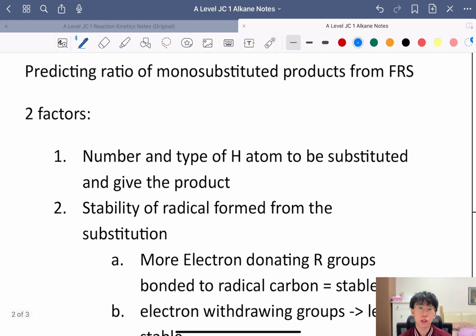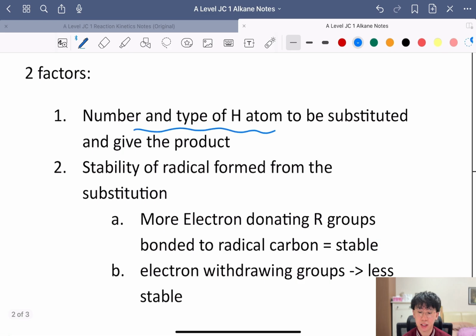Now, we also need to understand how we can predict the ratio of mono-substituted products from FRS. Because as I mentioned, radicals are relentless and would react with anything possible. So you can expect there are multiple mono-substituted products that are possible. But there is actually a way to predict this ratio. It mainly comes down to two factors. One is the number and type of H atom to be substituted to give the product.